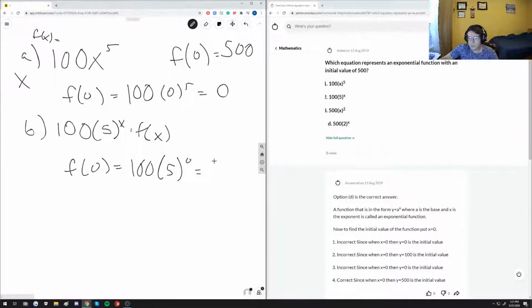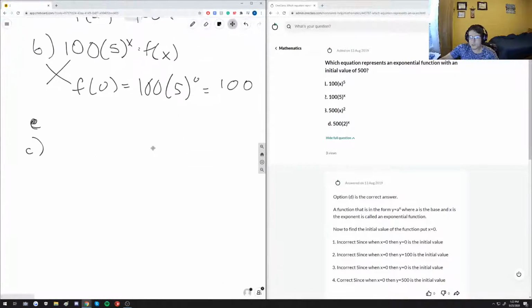As we've discussed previously, anything raised to the 0 power is 1, so you just get 100 for this case. You get 100, and that is not 500, so you reject this answer.